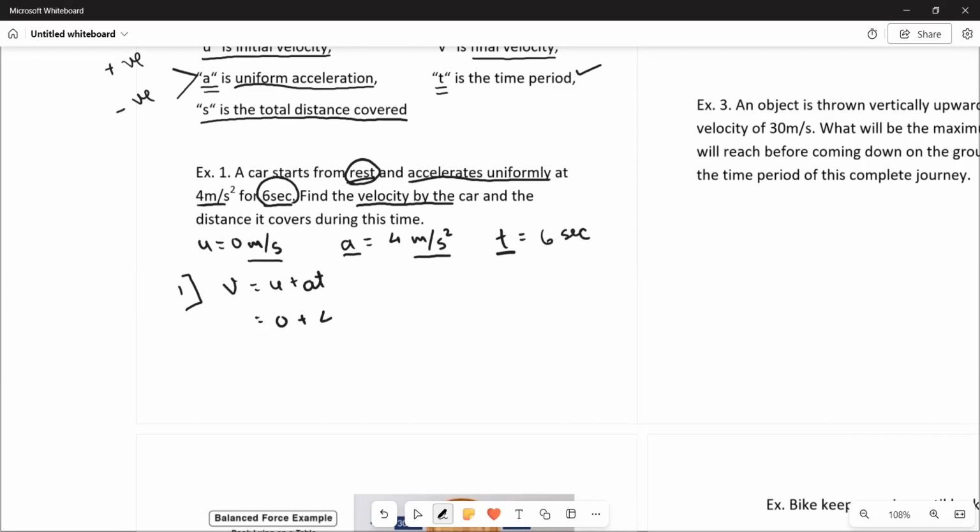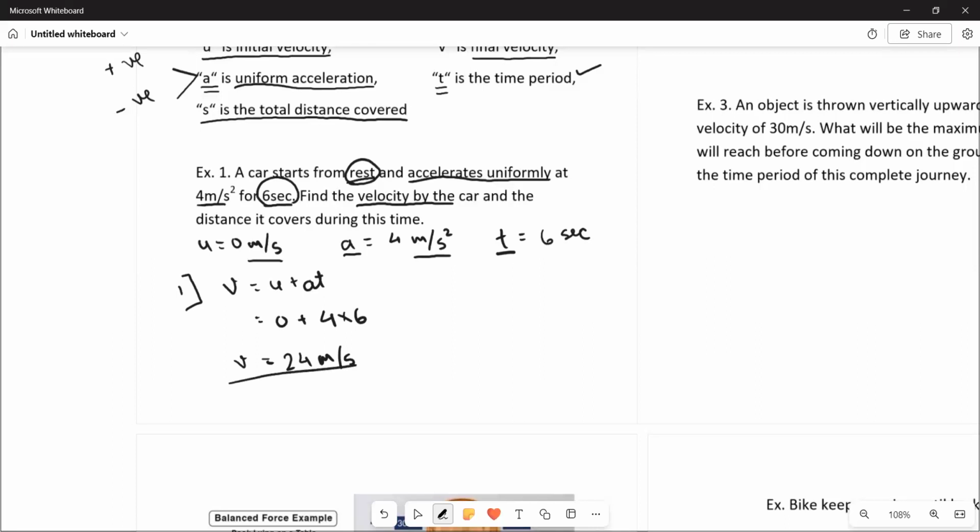So it will be 4 multiplied by t. What is the value of t? t is equal to 6 seconds. So 4 multiplied by 6. So our value of v will be equal to 4 times 6, 24, plus 0. It will be equal to 24 meters per second.